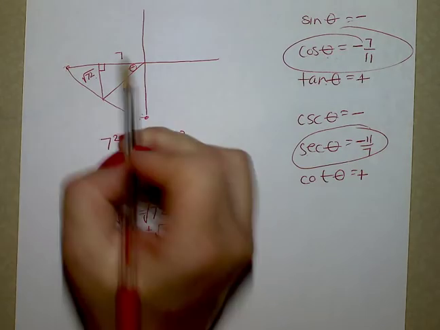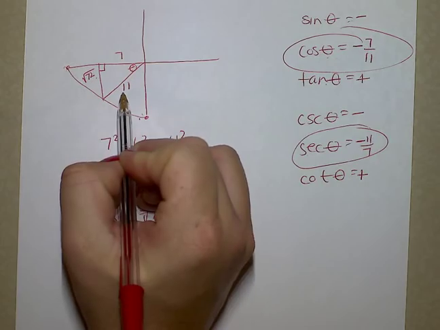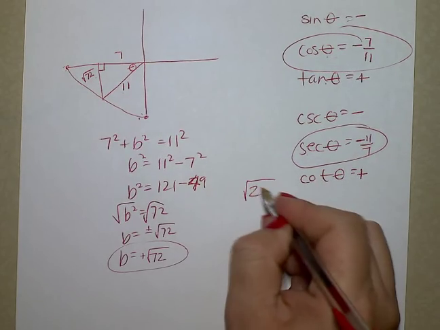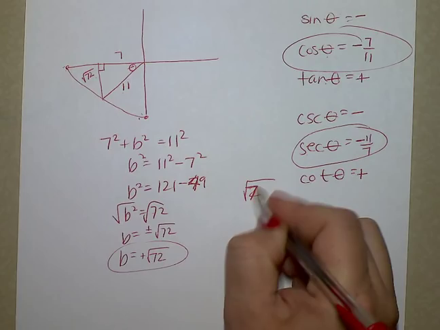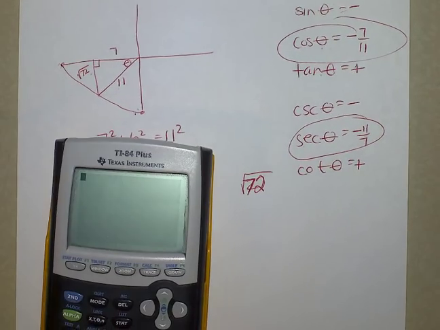Sine is going to be opposite over hypotenuse. Now let's think about the square root of 72. How can I break it down? What is the largest perfect square that goes into 72? You start with 72 and divide it by a perfect square. Divided by 4, that works out.